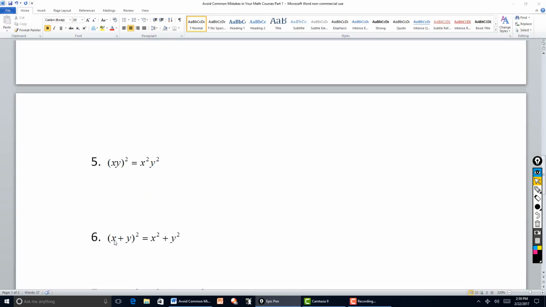Number 6. X plus y quantity squared is equal to x squared plus y squared. Okay, that one is false. I hope I gave you enough time to think there. But that's a mistake that a lot of students make. I've seen even advanced students in mathematics make mistakes like that. Sometimes not because they don't know, because they're just doing something quick and they're not thinking. That happens.